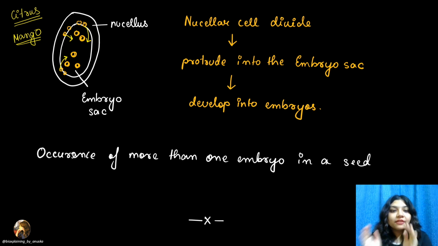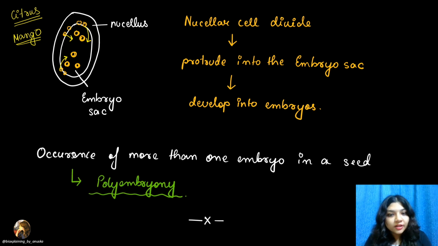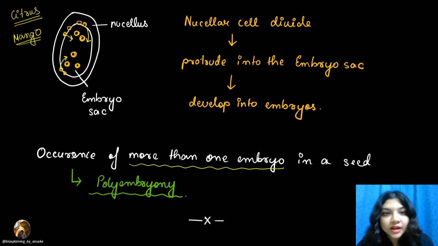So if you look very properly, multiple embryos are present, right? That means in one seed we are seeing more than one embryo present, because many nucellar cells came inside. So the occurrence of more than one embryo in a seed is happening, and for more than one, what do we call it? Poly. That means this phenomenon is known as polyembryony. Easy, understood properly?